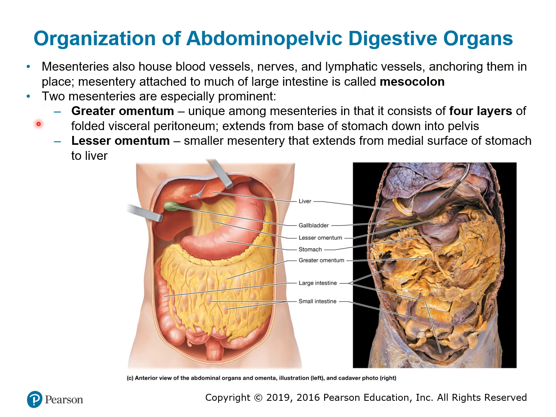So you have the greater omentum, which is a bunch of mesenteries that consist of 4 layers, folded by the visceral peritoneum, that structure that continues with the membrane and the organ. And it is going to go from the base of the stomach down to the pelvis. Okay, so for example, the greater omentum is this one here. Here we have the base of the stomach all the way to the end of the large intestine.